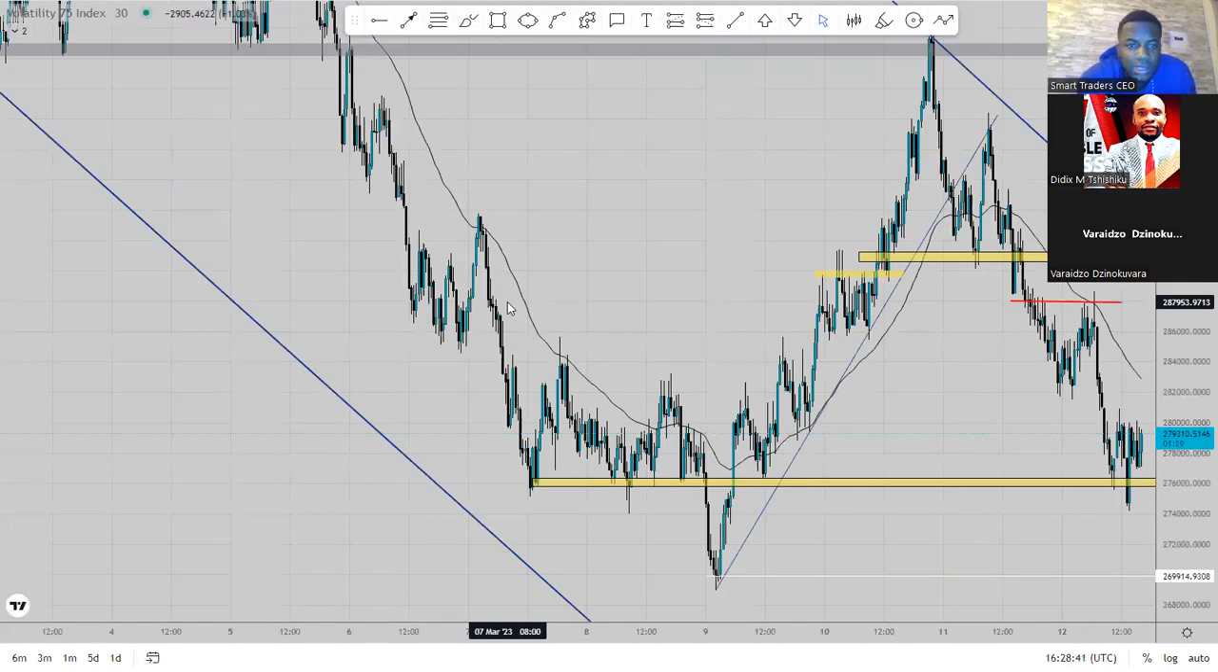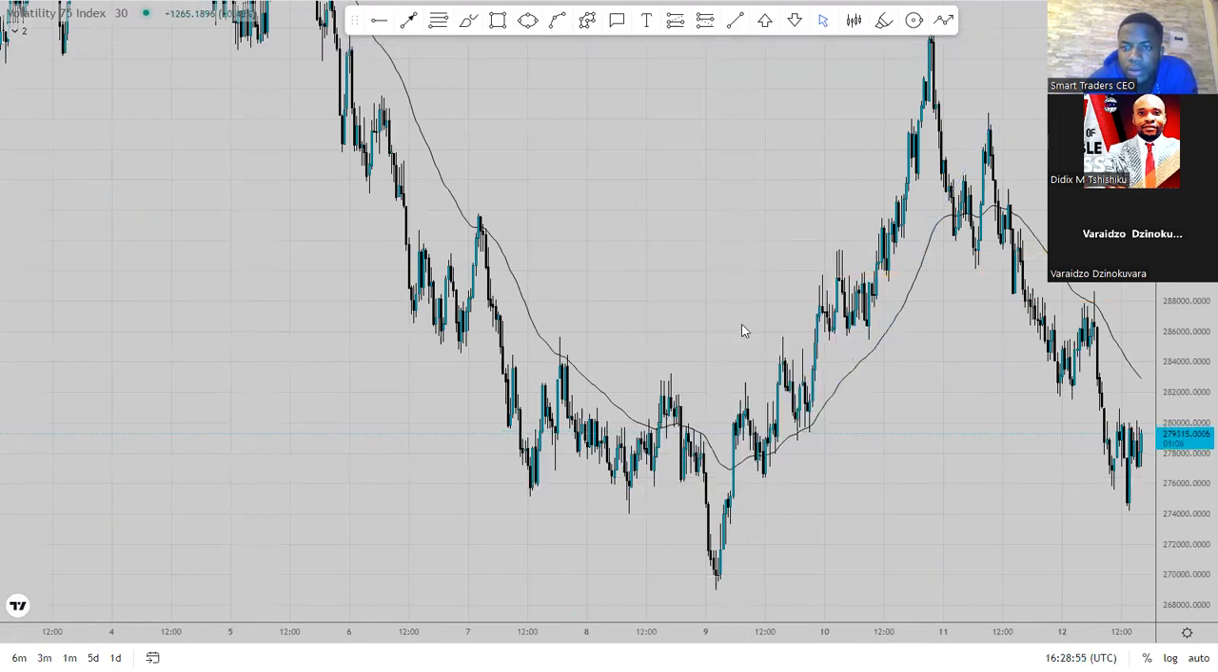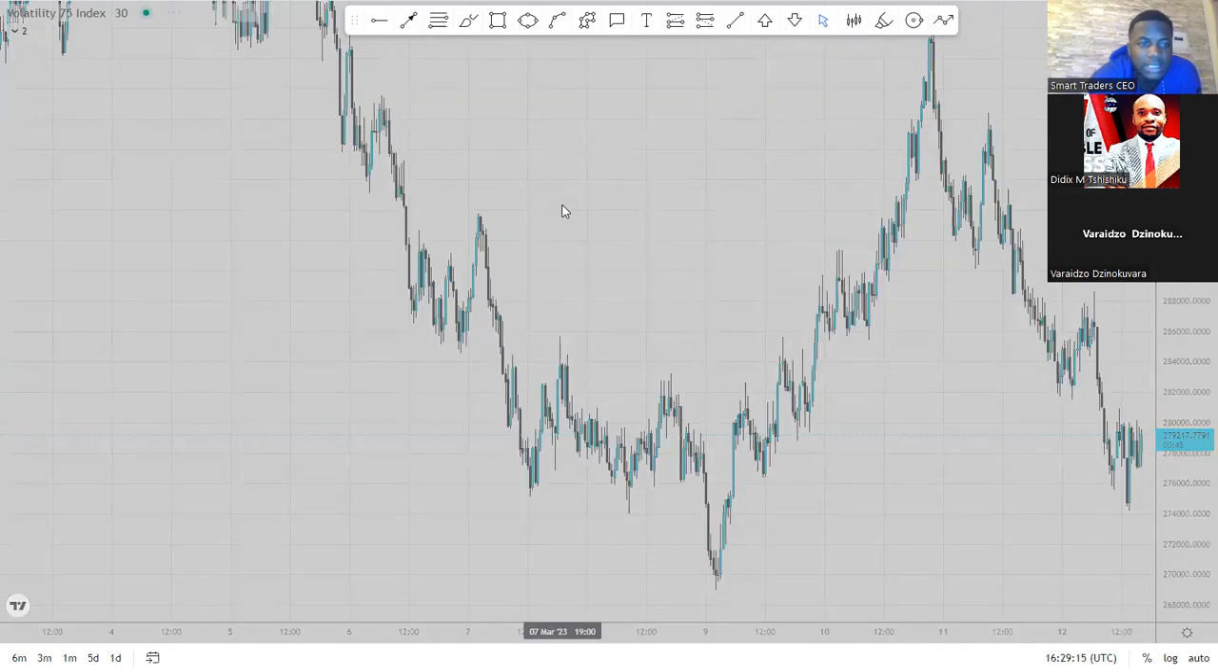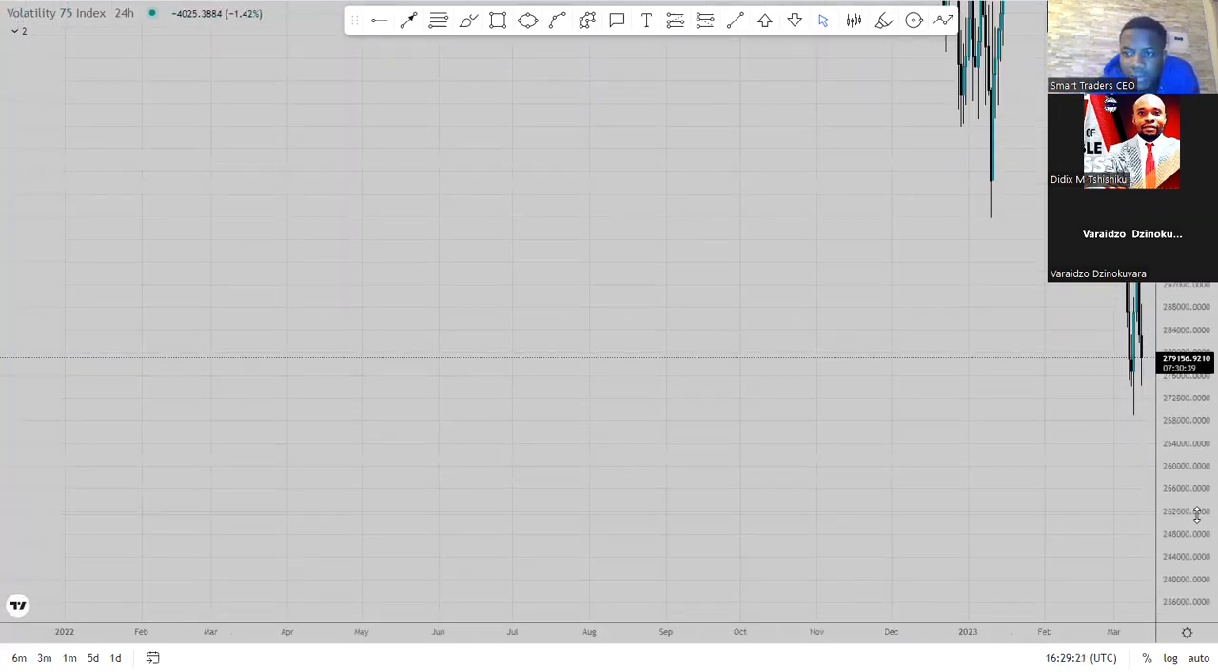So I just want us to take a look at just a few instruments, starting with the volatility 75. Then we'll look at other instruments that you might want us to look at. Right, so this is VIX 75. Let me just remove the moving average that I'm having there so that everything is clear. As you all know, we always start our analysis from the daily. That I believe everyone now knows.